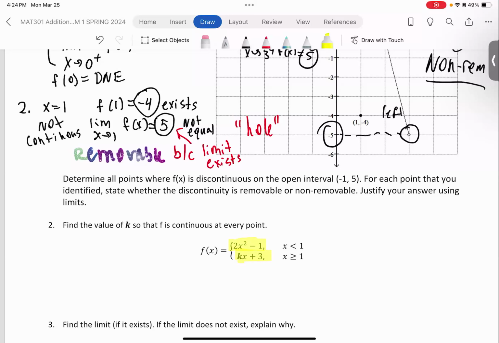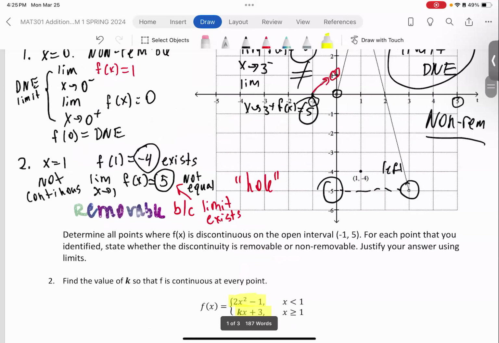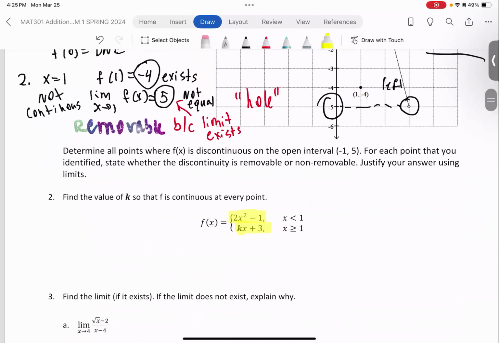What do we know about the parabola? Is the parabola a continuous function? Does it have any trouble? No, the parabola has no trouble. What about a linear function, mx plus b? Does that one have any trouble? No, so they're both perfectly fine. So then what do we know about piecewise functions? The problem with a piecewise function only happens where the branches separate.